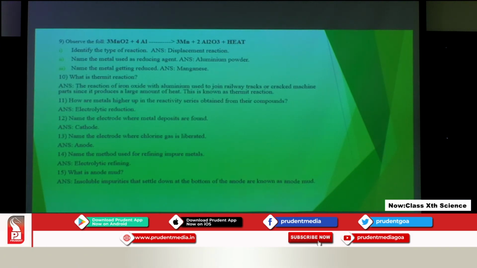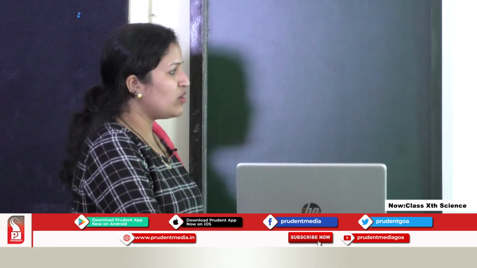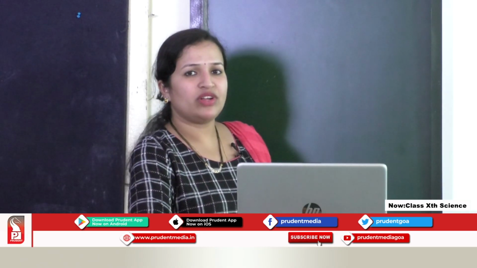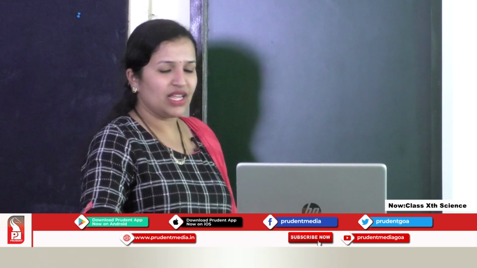Name the electrode where metal deposits are found. Metal deposits are found at the cathode, because the metals are present in ion form as cations, and the cathode is negatively charged, so opposites attract. Name the electrode where chlorine gas is liberated. Chlorine gas is always liberated at the anode. Name the method used for refining impure metals. Electrolytic refining. What is anode mud? The insoluble impurities that settle down at the bottom of the anode are known as anode mud.